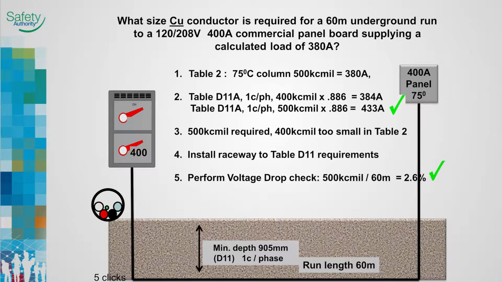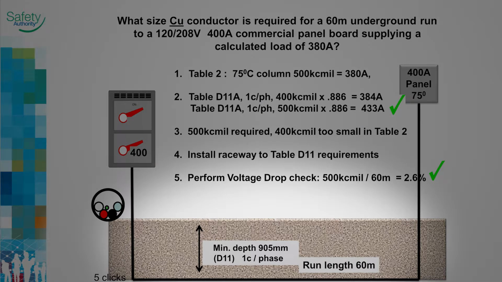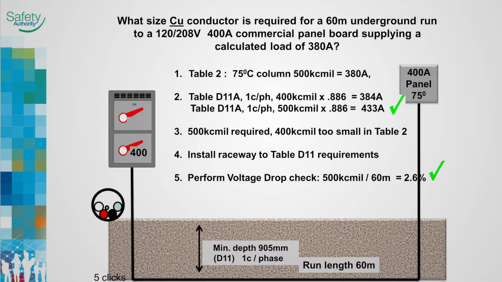In this example, the installation complies with the minimum depth required in diagram D11, which is 905 millimeters. There are no restrictions on the run length, except for voltage drop considerations. A voltage drop calculation should always be done to confirm the size selected will comply with Rule 8-102.